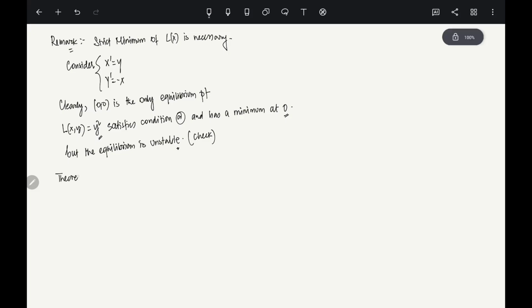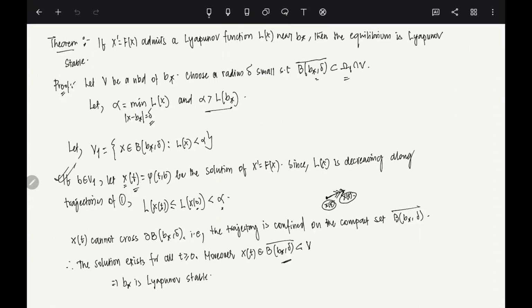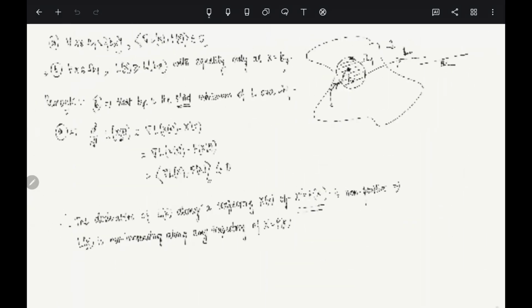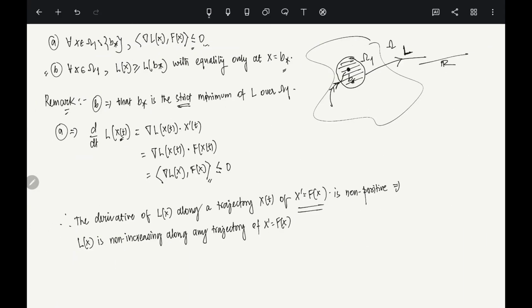See, the next theorem. First of all, what did we show? We showed that if you have a Lyapunov function, the system is stable. Just finding a Lyapunov function is fine. Yeah, it's stable. Now we have assumed that strict minima is required at that equilibrium point, but we also assume this: it is less than or equal to 0. So along any trajectory, the Lyapunov function is non-increasing. That's what we have assumed.